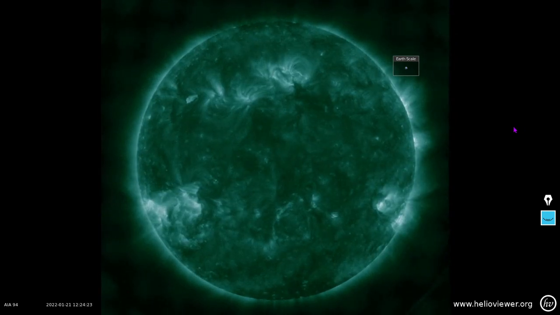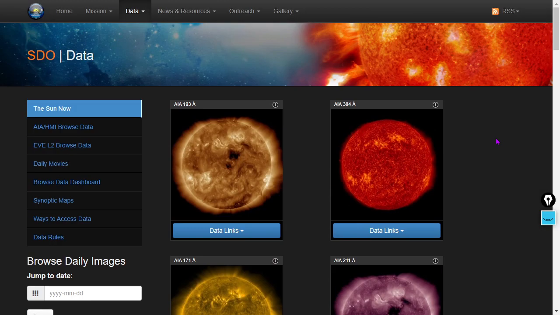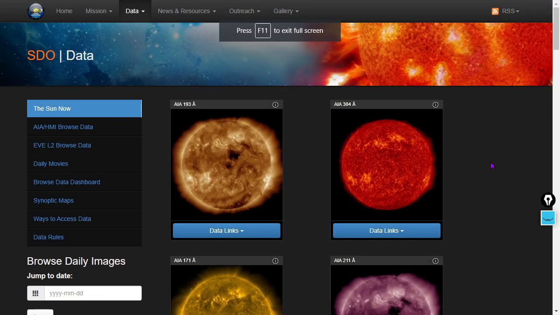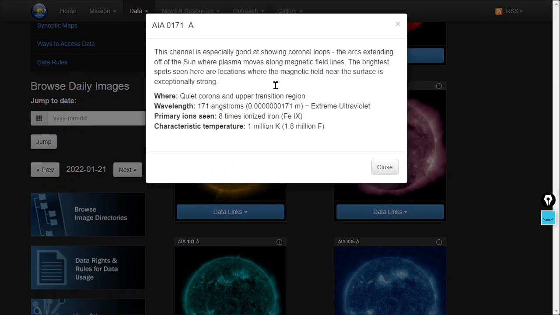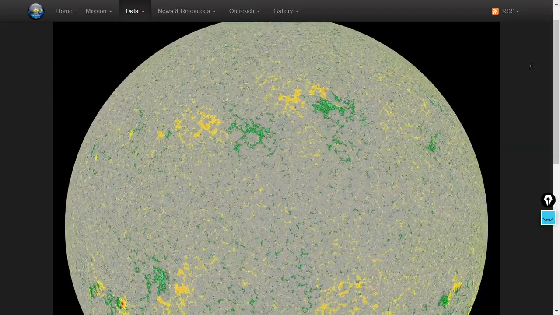If you want to look up the different spectral states, just head to the SDO main page, which is that one there, sdo.gsfc.nasa.gov/data. The sun now is the tab. You can look at those different states there. One of the other ones we look at regularly on the channel is iron 9, 8 times ionized iron, 171 angstroms.